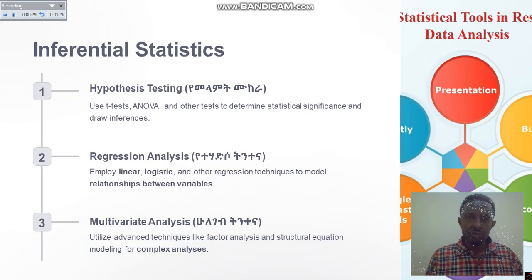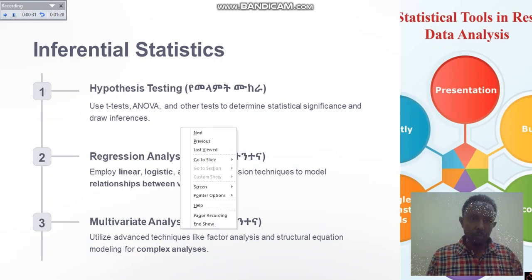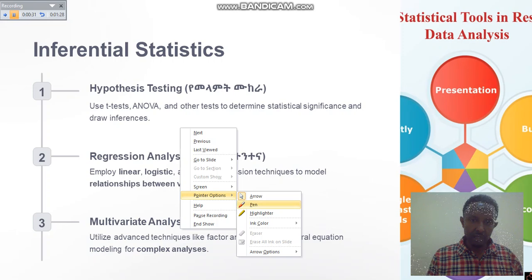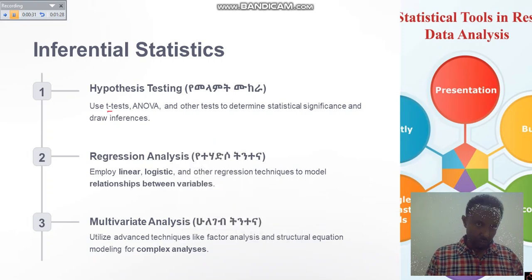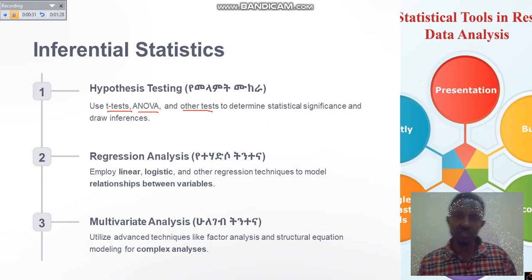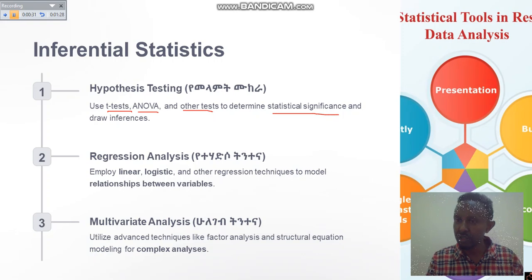The hypothesis testing can easily be done with t-test, ANOVA, analysis of variance, and other tests to determine the statistical significance using the p-value. And the regression analysis can be linear, logistic regression, or ordinal regression like using the Likert scale.